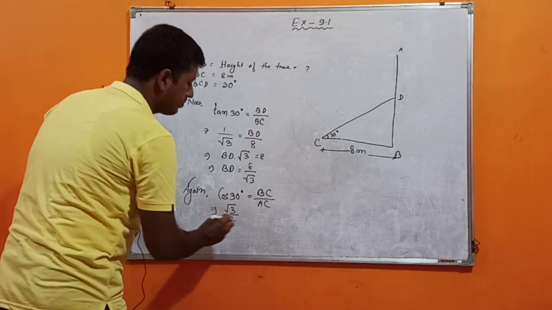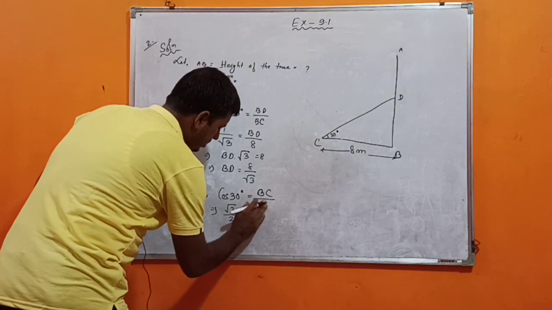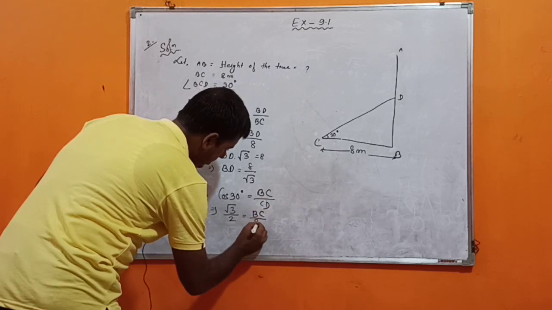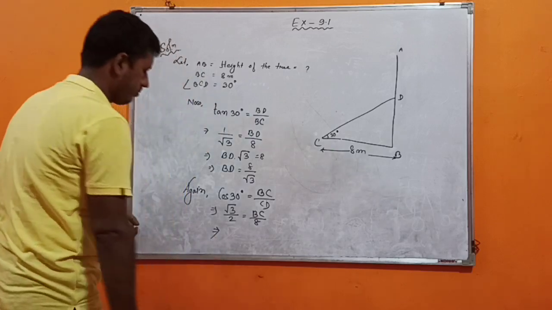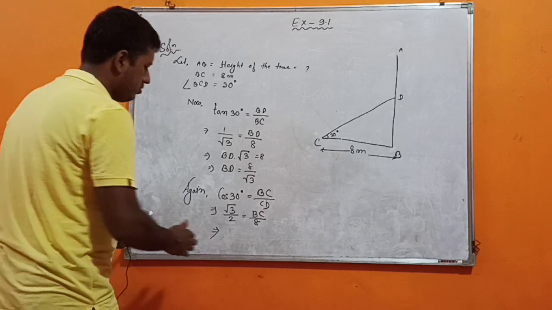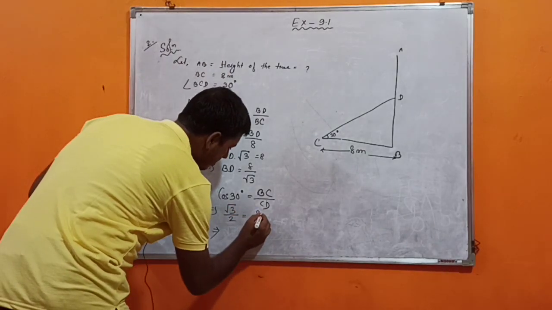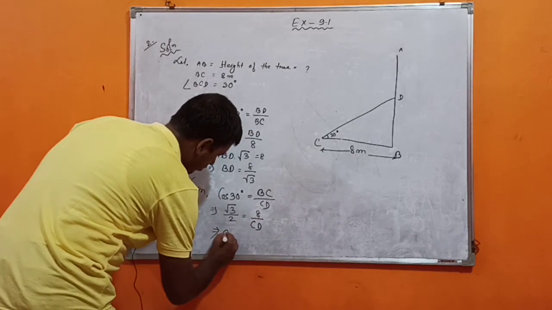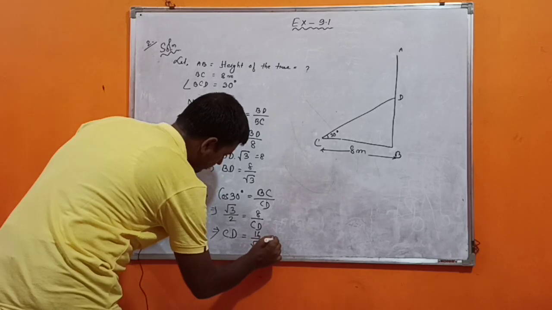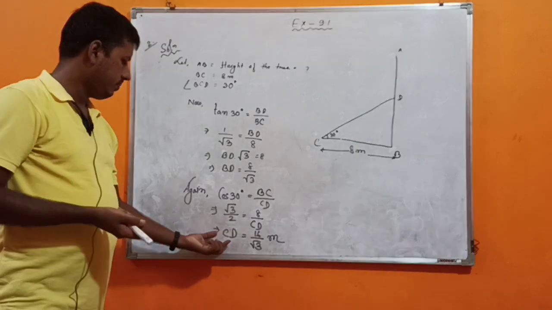BC is given. Base by hypotenuse, that is BC by what? Not AC, BC by CD. BC is 8. Okay, base by hypotenuse, sorry, base is given as 8, CD is not given, so CD equal to, we can write 16 by root 3 meter. Okay, what we have written, CD equal to 16 by root 3 meter.